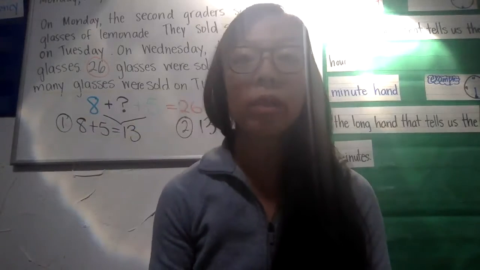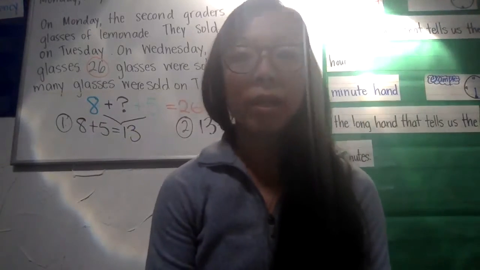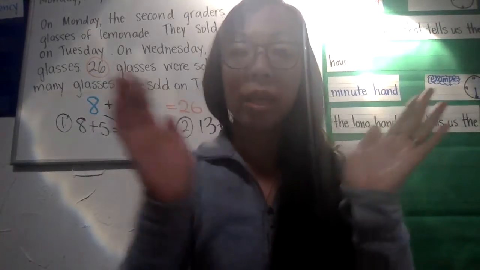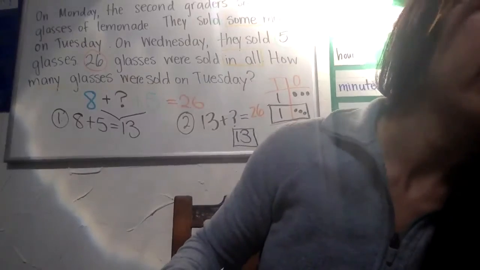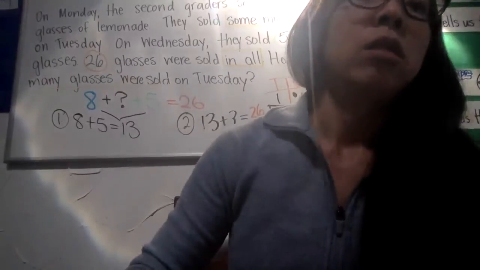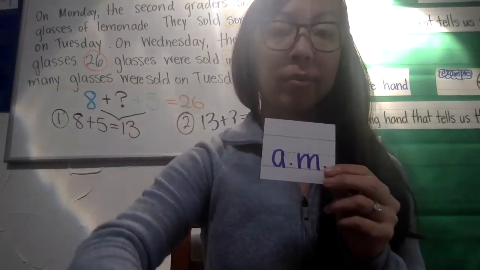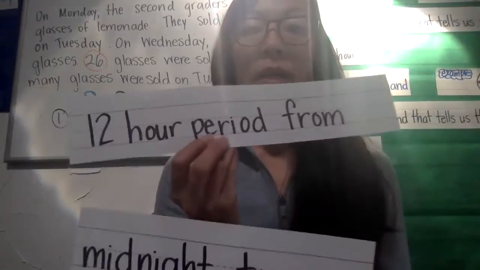Now, scholars, today we're going to take some time to think about how our clocks are separated into two 12-hour blocks called AM and PM. So when we think about AM, we are thinking about the 12-hour period from midnight to noon.